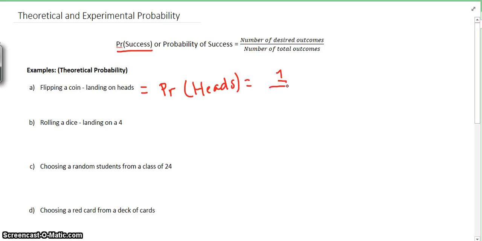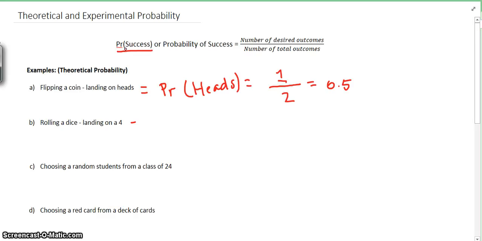And we're going to divide that by the number of total outcomes. How many possible outcomes can we get when we flip a coin? 2. So the probability of landing on a heads is 1 out of 2. Or if you'd like to calculate this as a decimal, this is 0.5.